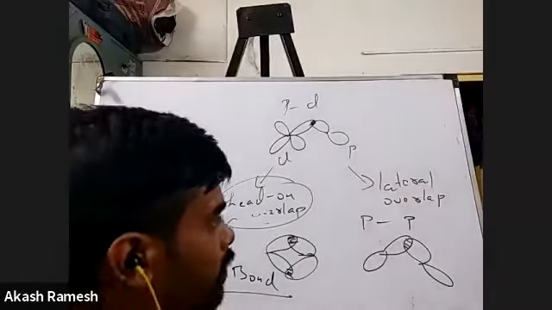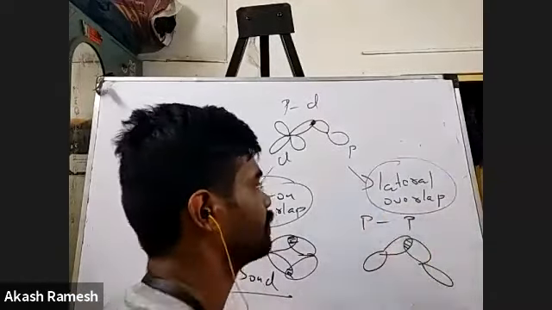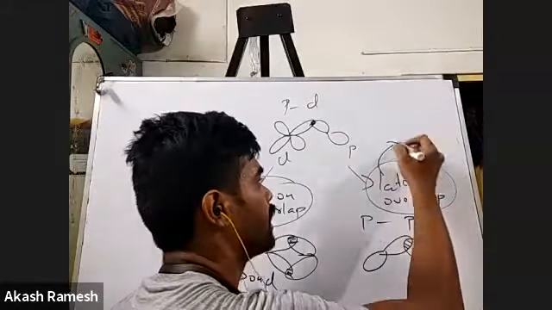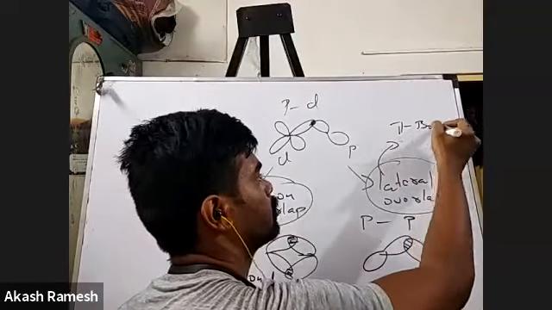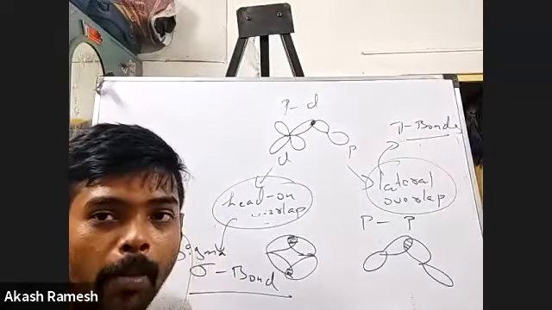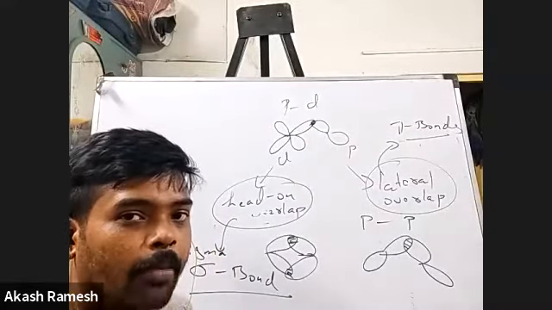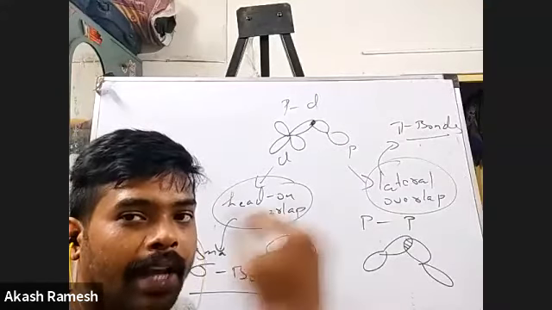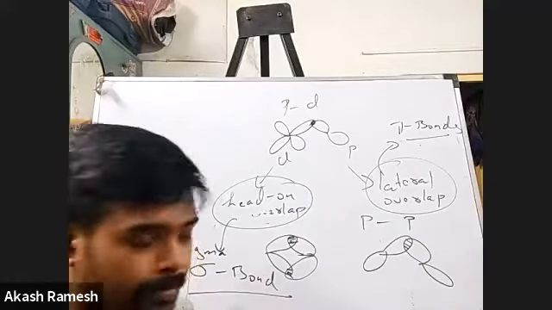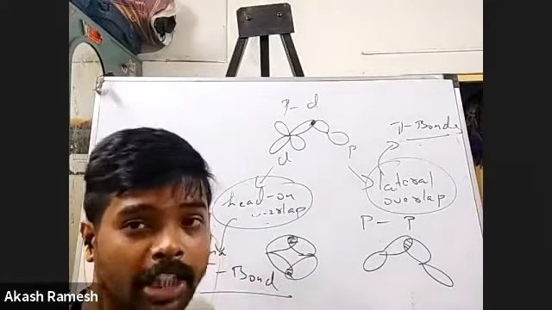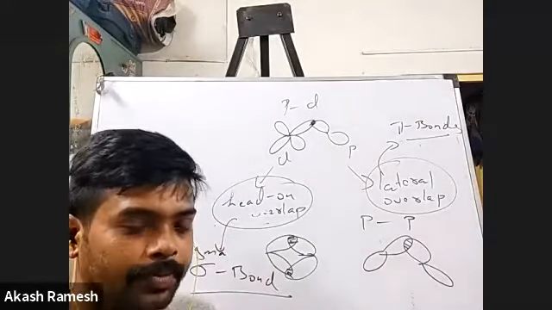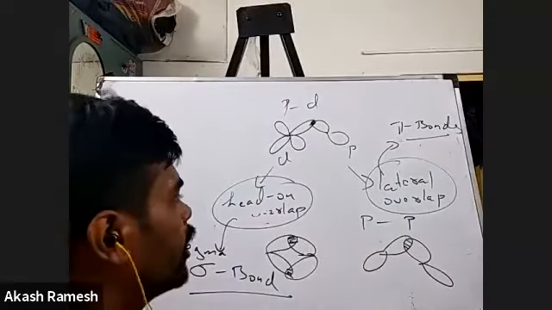Now, whenever you have lateral overlap happening, that bond in chemistry is called a pi bond. Sigma bonds, pi bonds, very, very important. Sigma bonds: head-on overlap. Pi bonds: lateral overlap. Very simple. These names you have to remember. Now, what are the other things you have to know? Please look into the statement which I'm going to tell you.